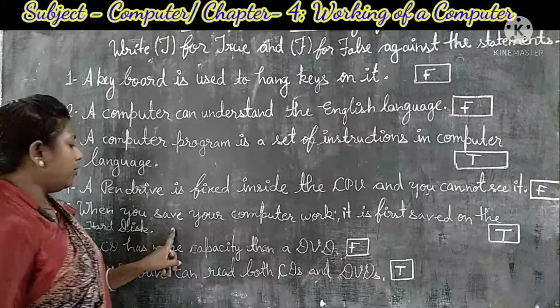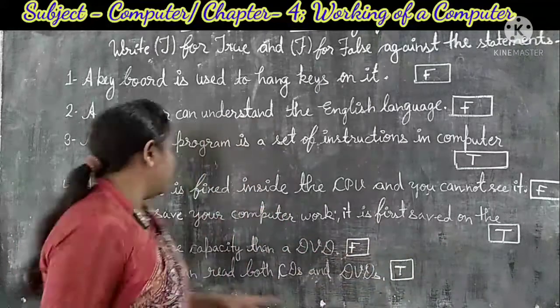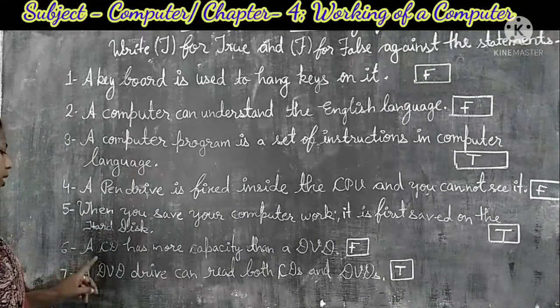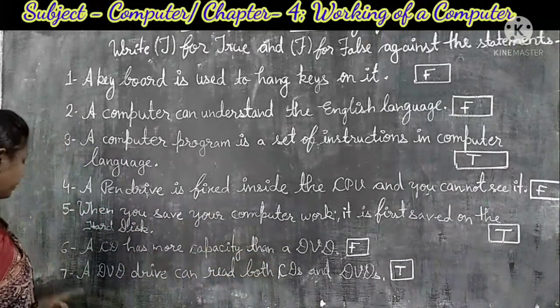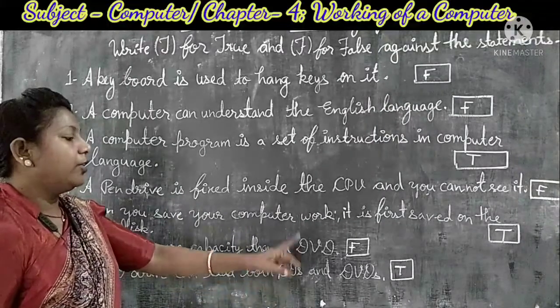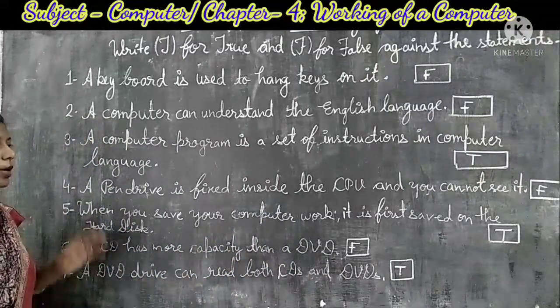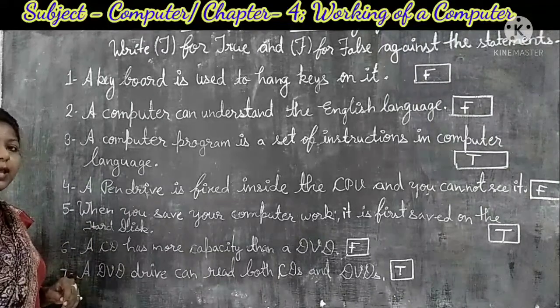Fifth, when you save your computer work, it is first saved on the hard disk. Yes, it's true. And sixth line, a CD has more capacity than a DVD. False. Seventh, a DVD drive can read both CDs and DVDs. True. Okay friends, I hope all of you understand the true and false. Now let's move to your fill in the blanks.